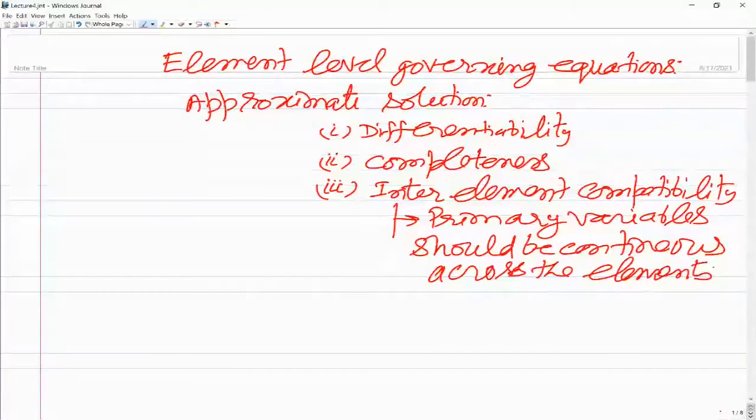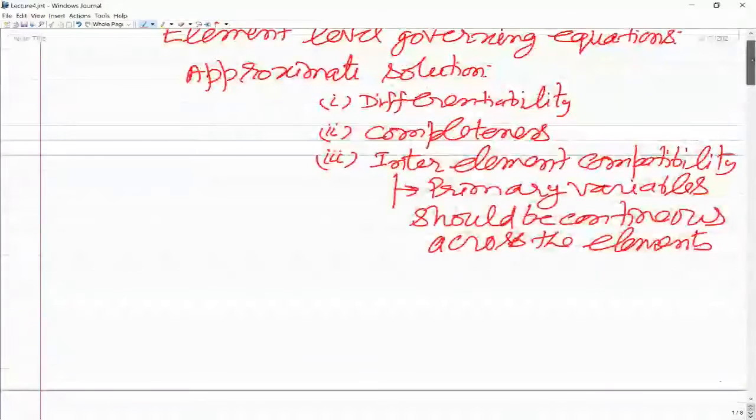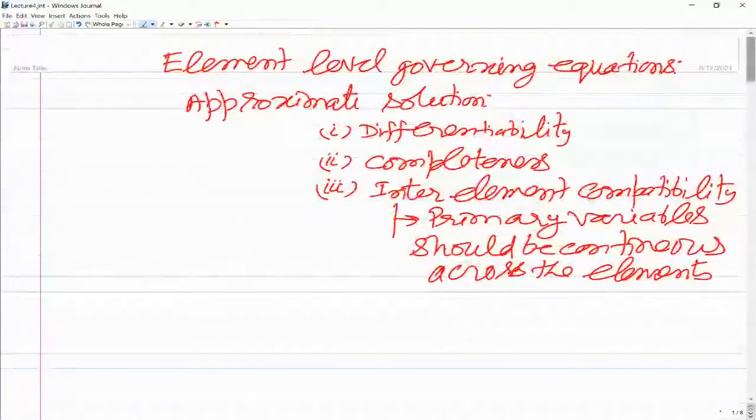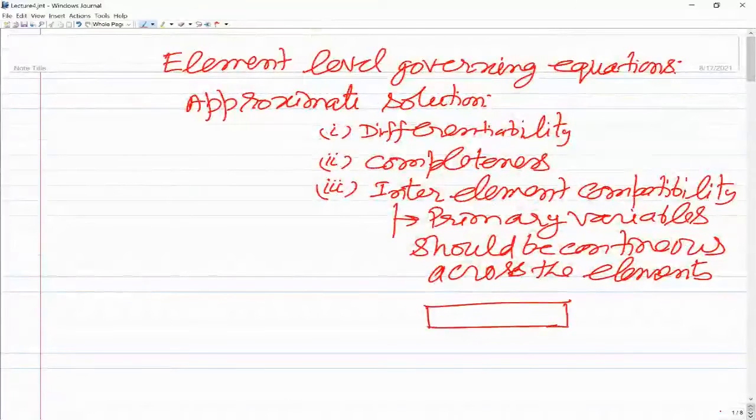As an example, to enforce the continuity, let's say the differential equation is a second order differential equation, that is the truss element. For the truss element, the governing differential equation was d by dx of EA du by dx plus q equal to 0. In that the primary variable is u. So u should be continuous when we have the assembly of elements, and that continuity can be enforced if at the nodes where the other elements are going to get connected, we have primary variables as degrees of freedom.